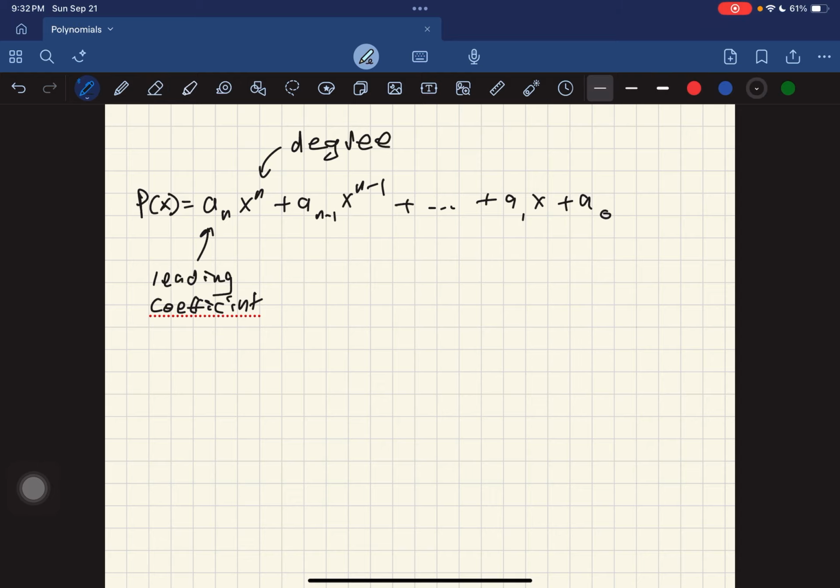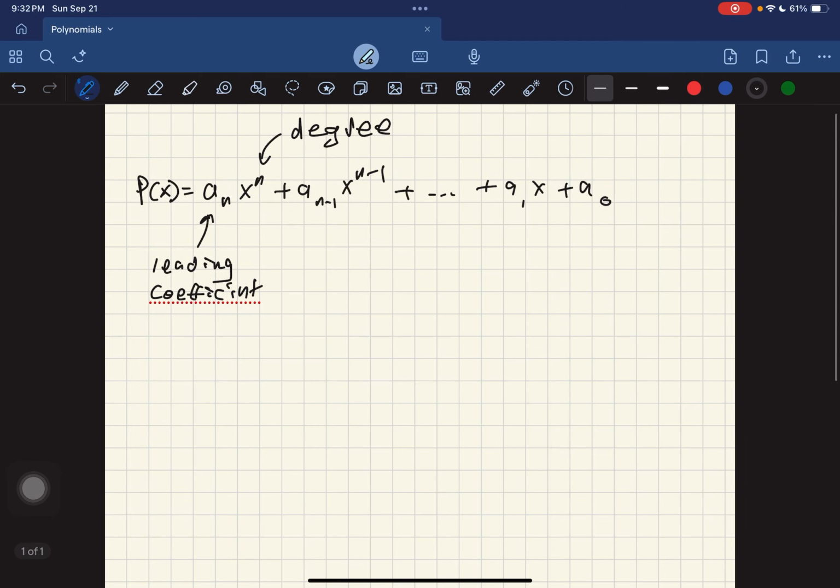If we look at the leftmost term over here, the power of x is n, and since this is the highest power of x in this entire polynomial, this is called the degree. So the degree of p of x is n, and the coefficient of the highest power variable is called the leading coefficient. Now we need to learn something called roots.